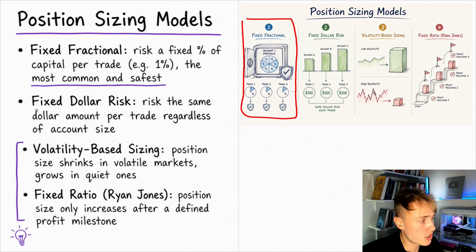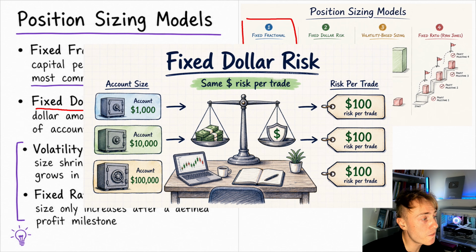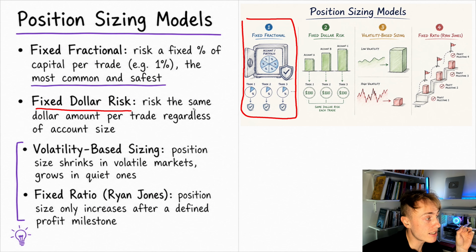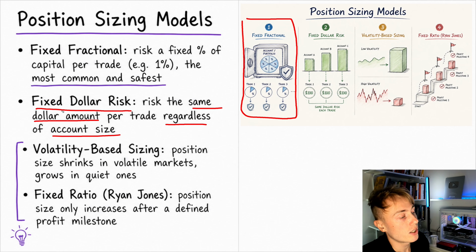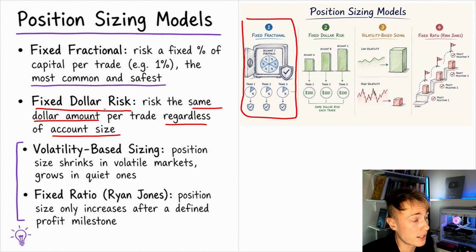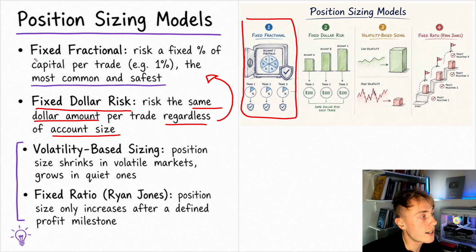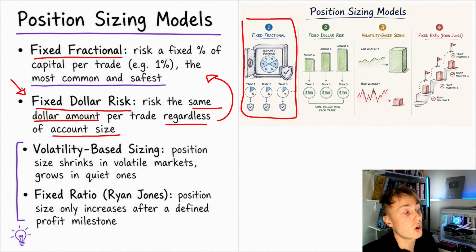Another way to position size, which can feel even more simple, is to have a fixed dollar risk. So this is when you risk the same dollar amount per trade regardless of account size. This can be just for peace of mind and so much easier to calculate. This can actually be a good idea. So for example, you might not want to calculate your exact account balance and position size every single trade. So you might do something like calculating your fixed fractional position size maybe once a week or something like that, and then you use that amount as your fixed dollar risk amount.